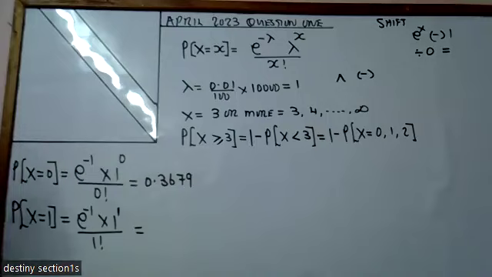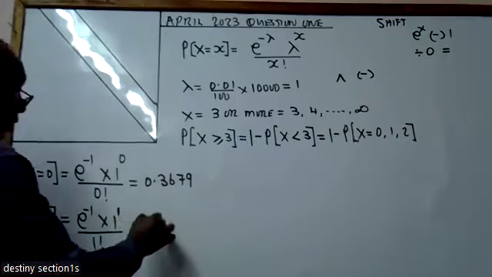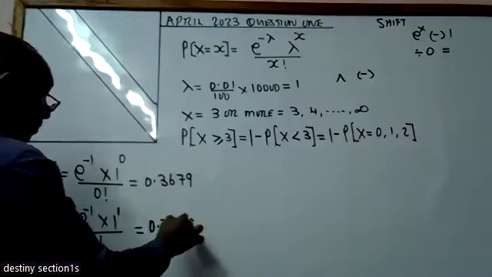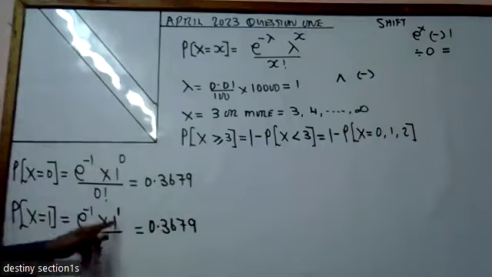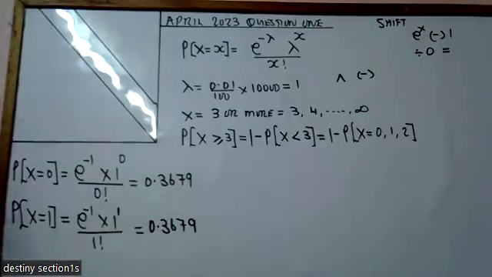Beatrice, what do you have? I'm still getting the same answer. Yes, they should be the same, because 0 factorial is just 1, and 1 raised to power 0 is 1. So it should be the same.